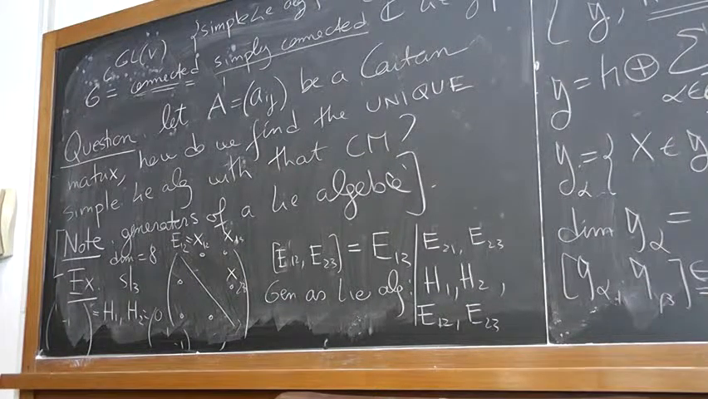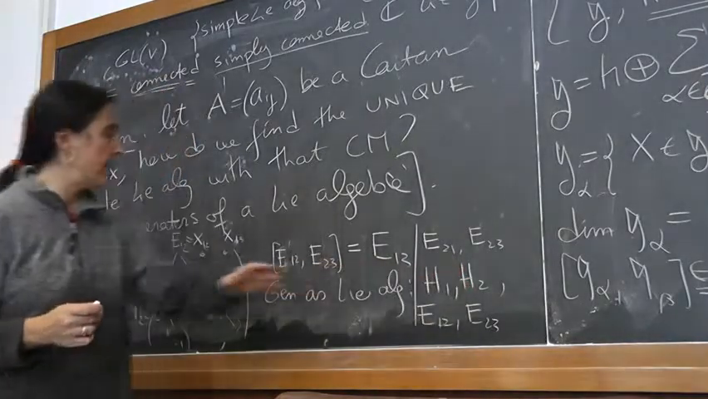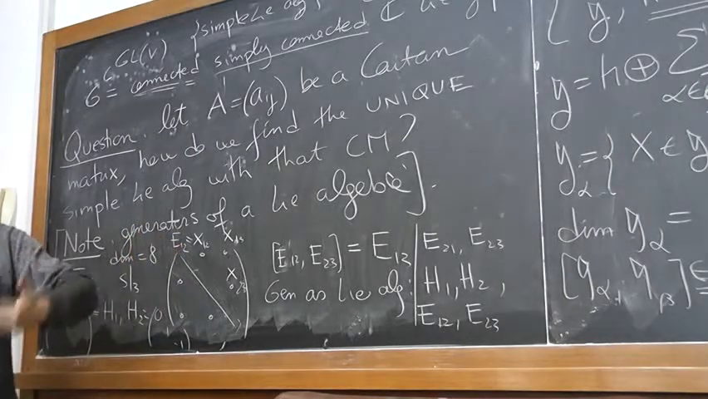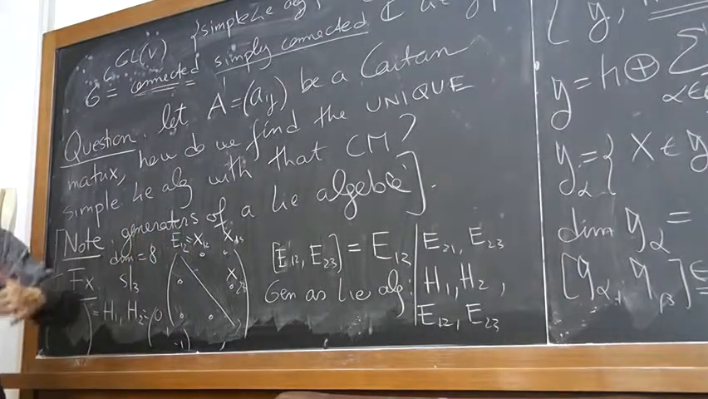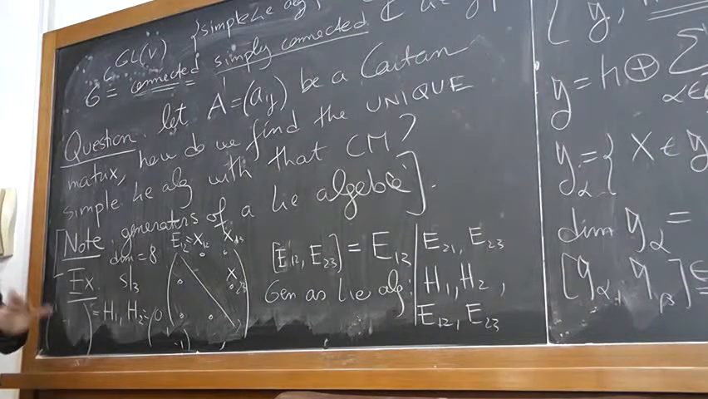What I'm trying to say is that, see, you have 6 generators as Lie algebras. Instead, as vector space, you have 8. So, I mean, if you're allowed to take brackets of elements, you can reduce the number of generators. That's all. So be careful when you say generator, because it has 2 meanings. Perfectly legitimate, both of them.